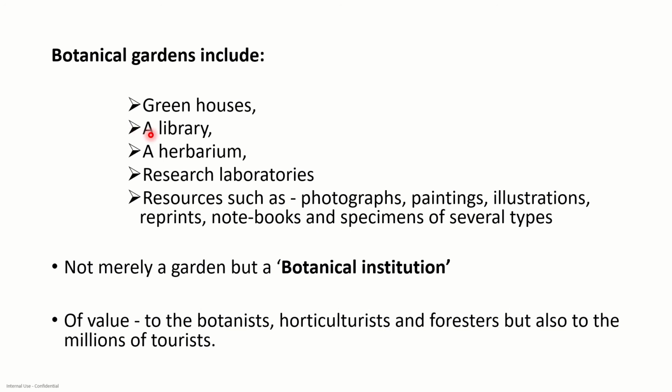Then we have a library. It is a storehouse of all information. We should have a herbarium and, of course, indispensable research laboratories. Without this, nothing can be taken forward, no ideas can be worked on. And finally, what do we have? We have resources such as photographs, paintings, illustrations, reprints, notebooks, and specimens of several types. These are the chief ingredients that help us study taxonomy in detail.